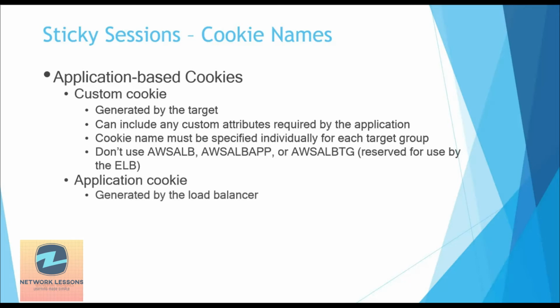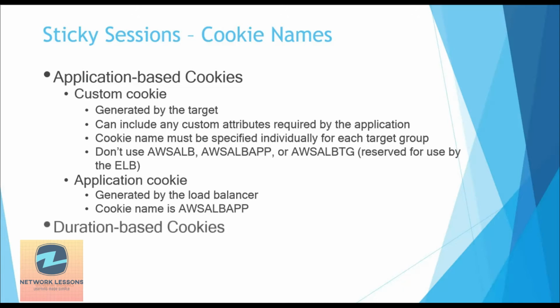This is basically generated by your load balancer. Cookie name is AWS ALB app, the second one, right? This is again a name that you cannot use, which is already taken by the ALB itself. Duration based cookie, as we spoke, so we will be demonstrating the same, because we are not having any applications in the backend. So yeah, we can use this to just do the demo. Cookies generated by the load balancer itself.